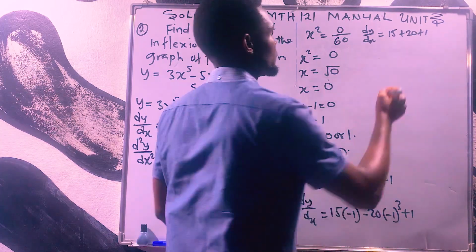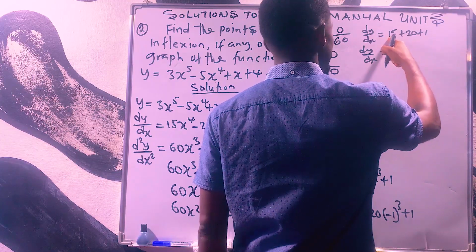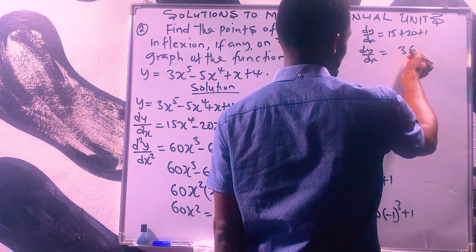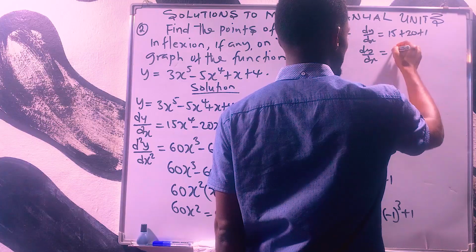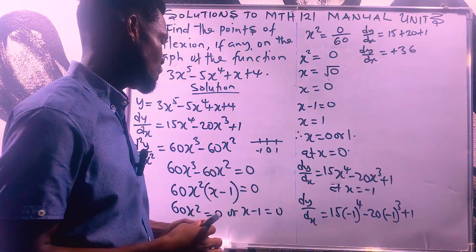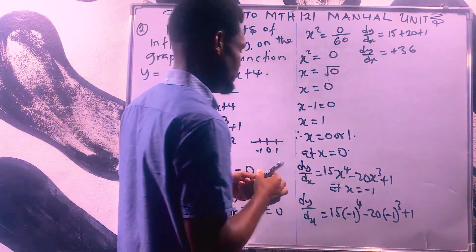Plus 1. So that means that dy/dx is equal to 15 plus 20 is 35, plus 1, 36. What type of value is it, positive or negative? Of course, it is positive 36. Now let's check for the right of 0, which is 1. So put 1 in the first derivative.